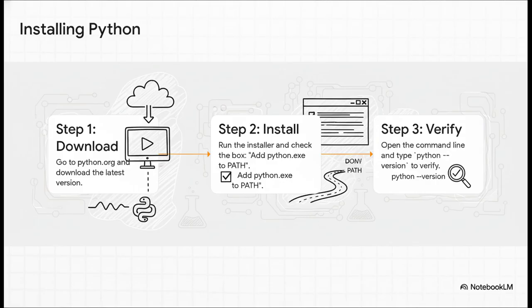You run the installer, and now this is the one really important pro tip. Make sure you check the little box that says Add to Path. All that does is tell your computer where to find Python, so you can run it from anywhere. And that's it. You're ready to start coding.